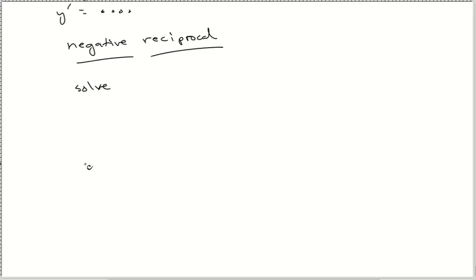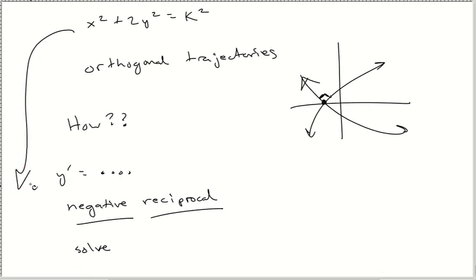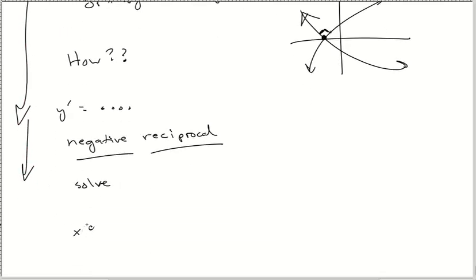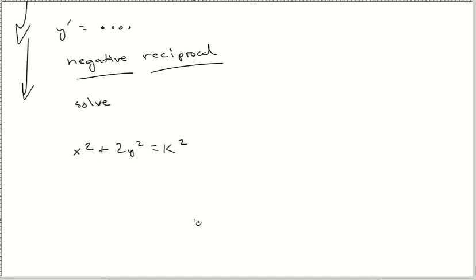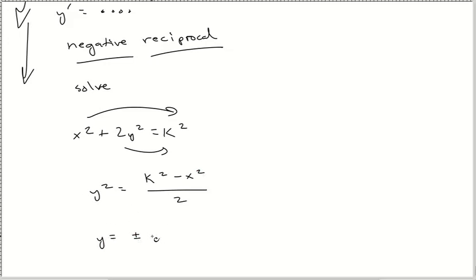Okay. So let me go and find out how to make this thing happen for this problem. So I'm going to take this guy down here, and I want to get, again, that's x squared plus 2y squared is equal to k squared. And I want to get y prime. And so to get y prime, I need y by itself. I'm going to move this over, divide by the 2. Y squared is equal to k squared minus x squared all over 2. I'm going to square root both sides, plus or minus, square root.